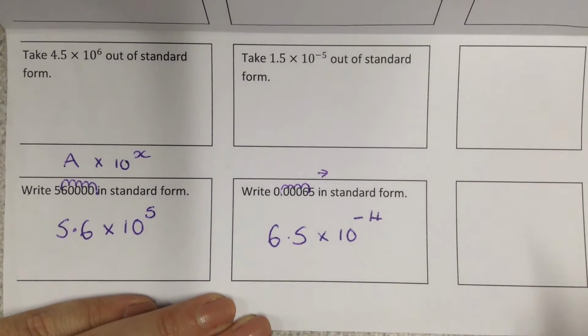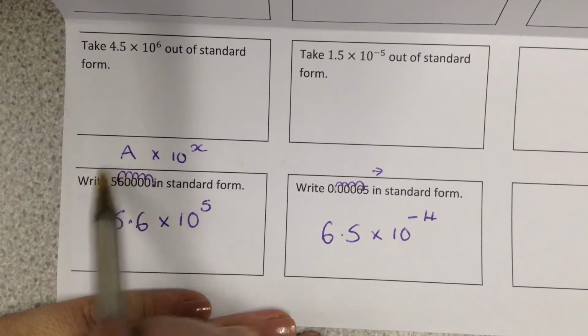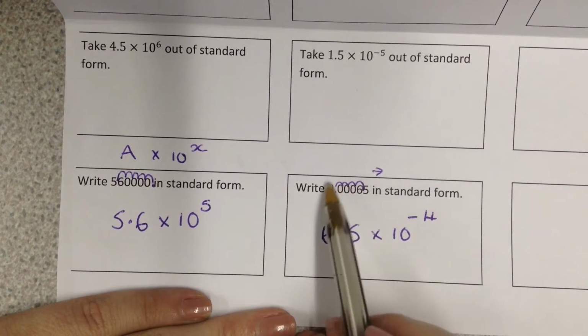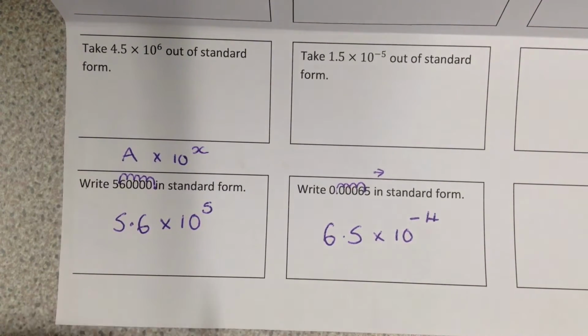So it's negative 4. Okay, we can see if our number is a big number, it's going to have a positive power. If our number is a very small number, it's going to have a negative power. You need to remember that for future use.